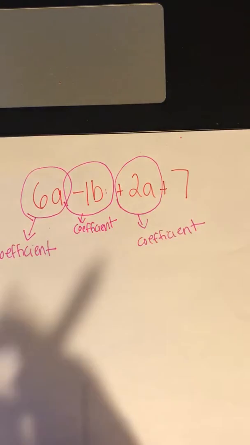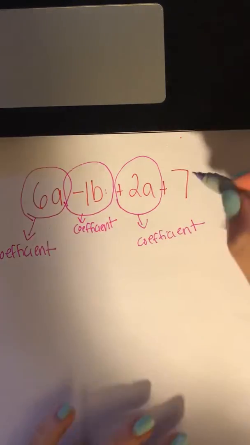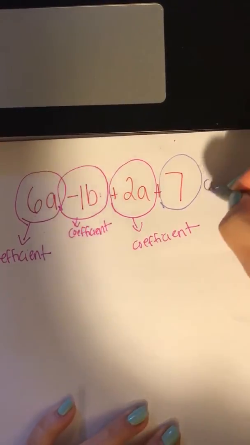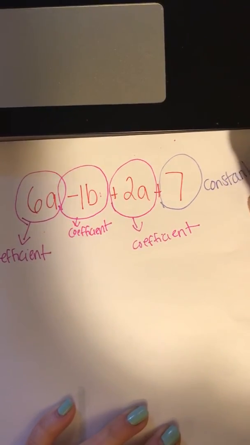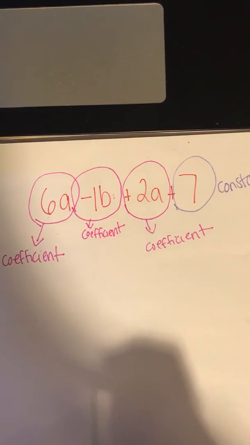Okay? And now we have another word which is called a constant. And the constant is any number that does not have a variable. So 7 is the constant in this equation because it's the only number that is by itself. It has no variable, okay?